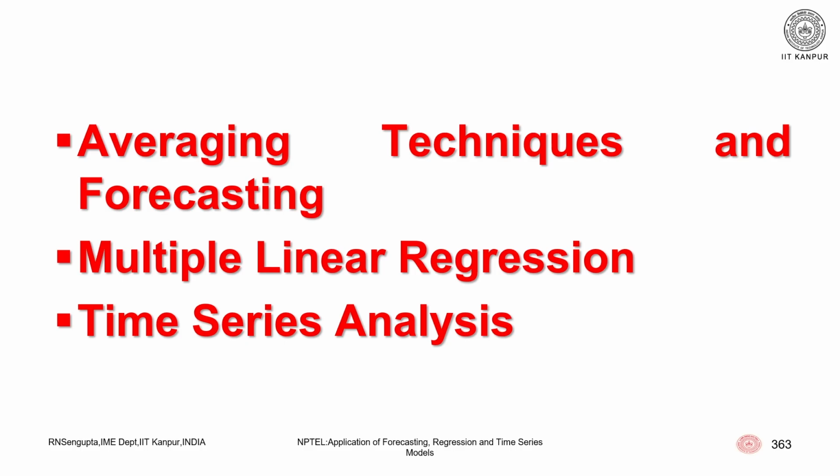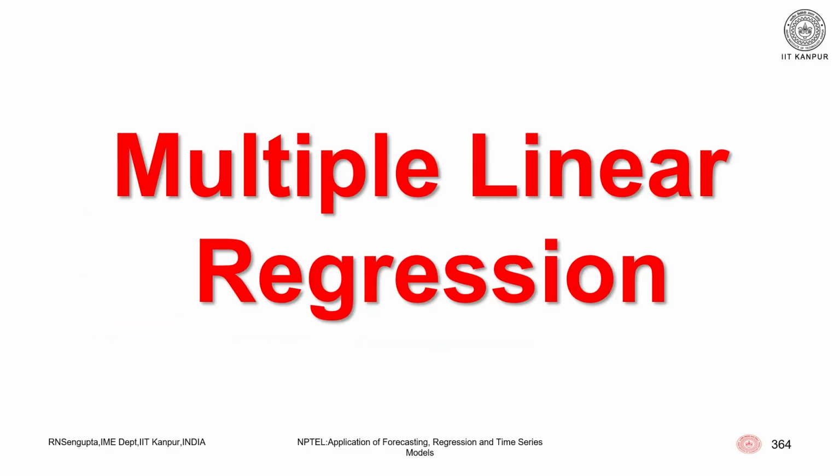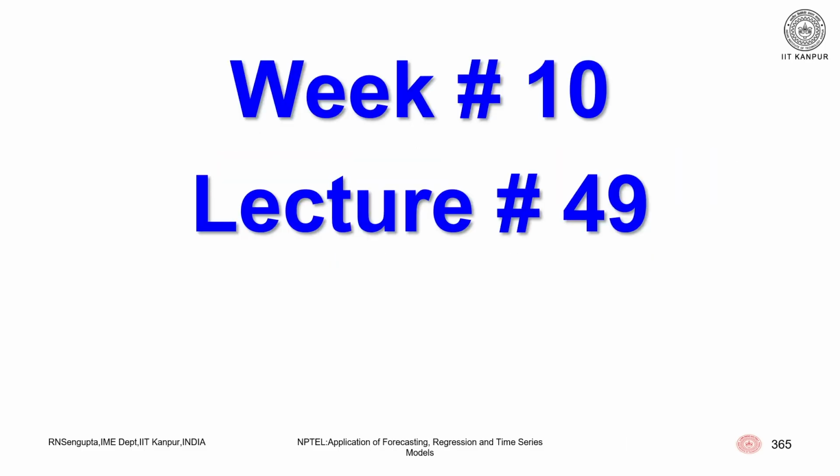As you can recollect, there are three broad areas for this course, which is for 30 hours, 60 lectures, each lecture being half an hour. The three broad areas are forecasting, regression and time series analysis. We are in the second part, at the fag end, which has to do with regression models. This is week 10, lecture number 49.